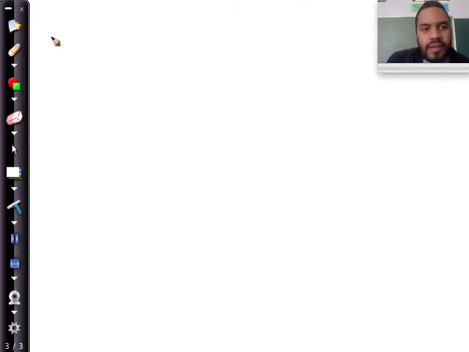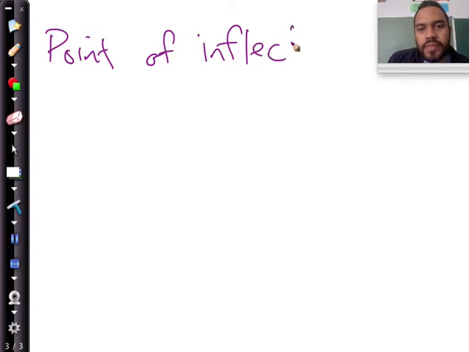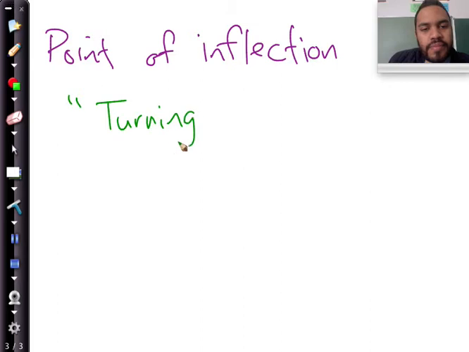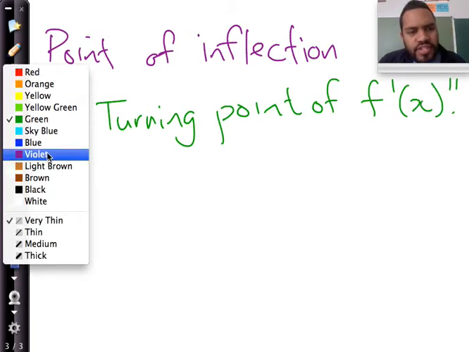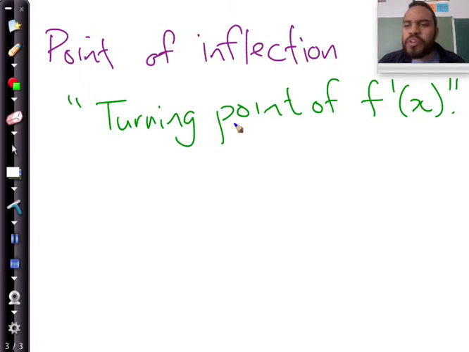So, now let's just put this down. Point of inflection. Right? Now, as a shortcut, I'm going to put this in inverted commas just so that you know what to do with it. It is the turning point of the derivative. Turning point of f prime of x. Okay. Now, ladies and gentlemen, turning point of f prime of x.